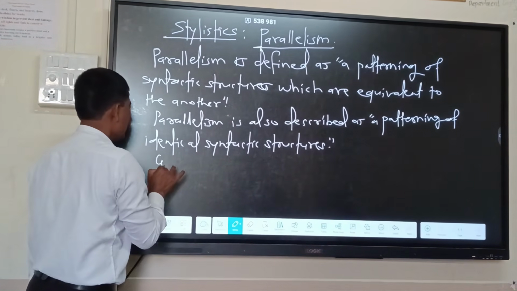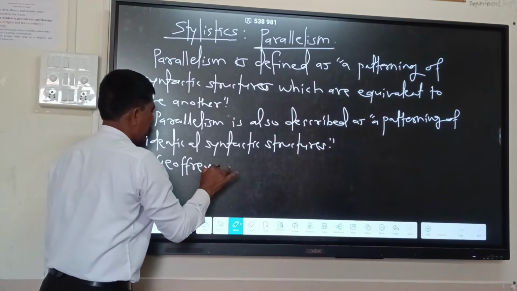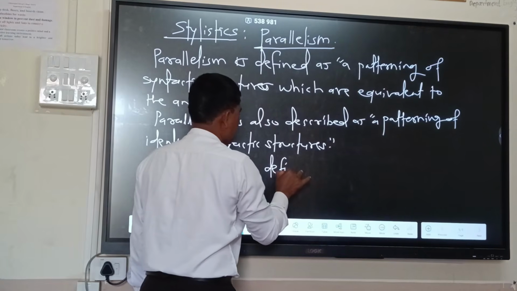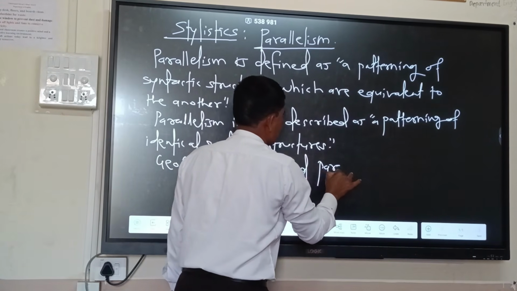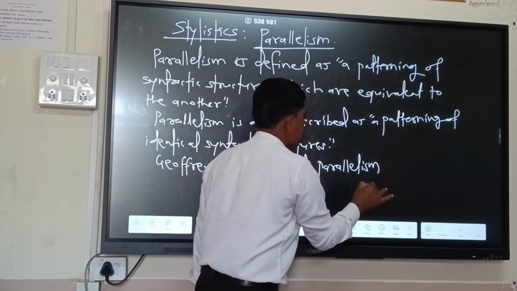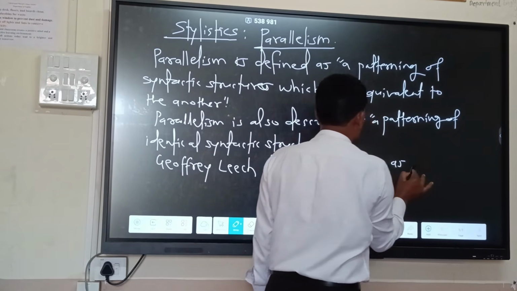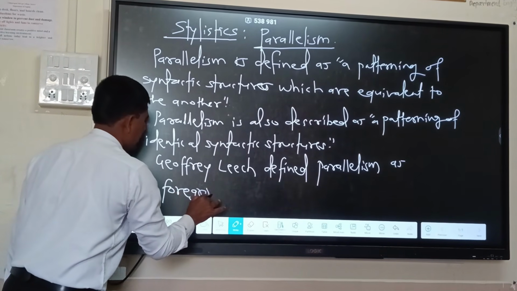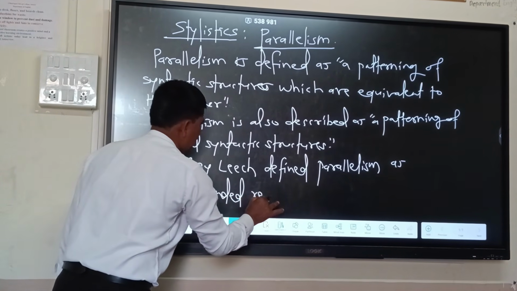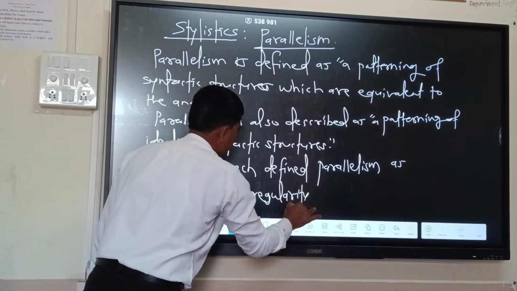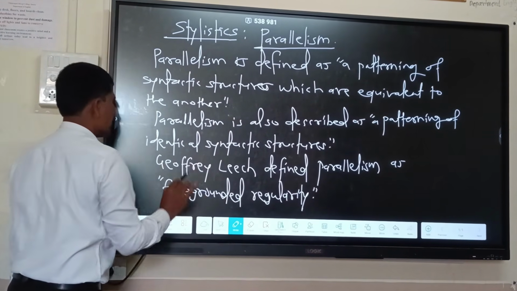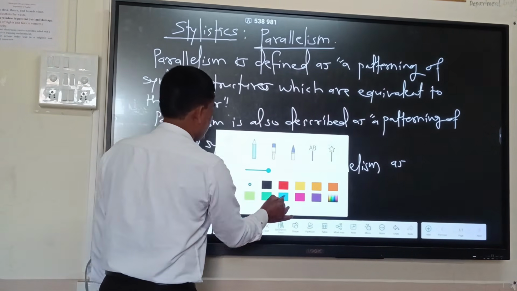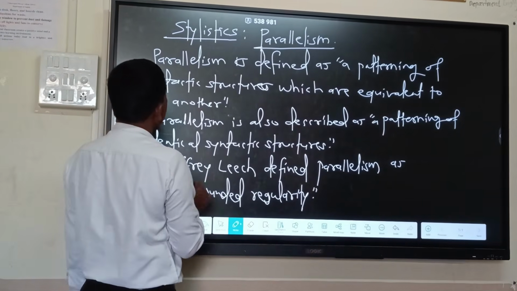Or Geoffrey Leech defined parallelism as a foregrounded regularity. It means there are some extra regularities. That is what parallelism is.